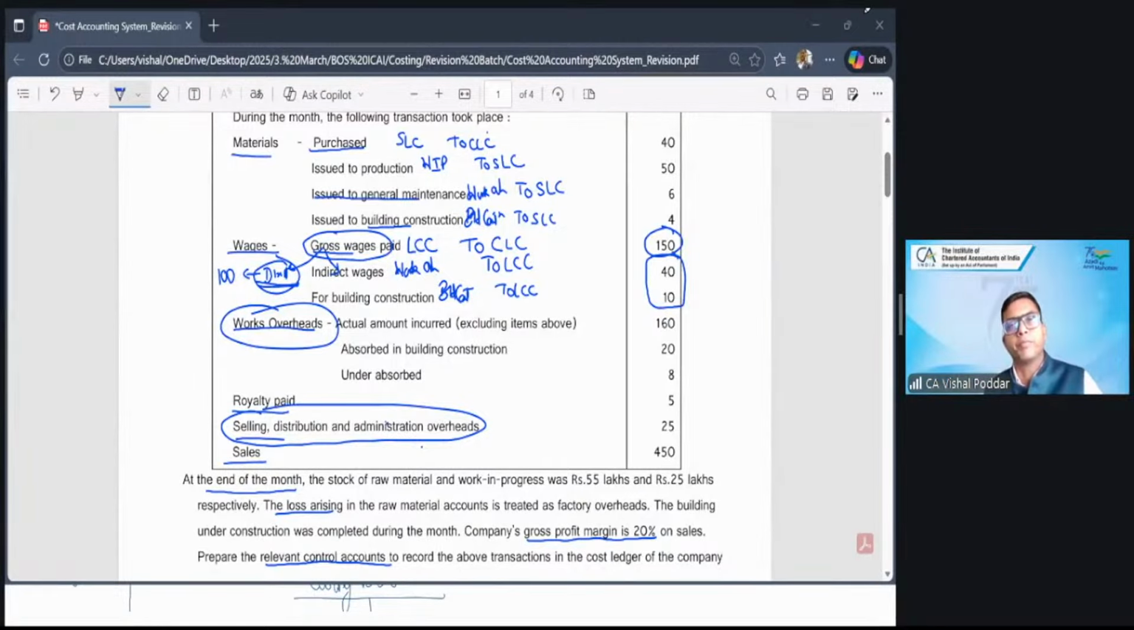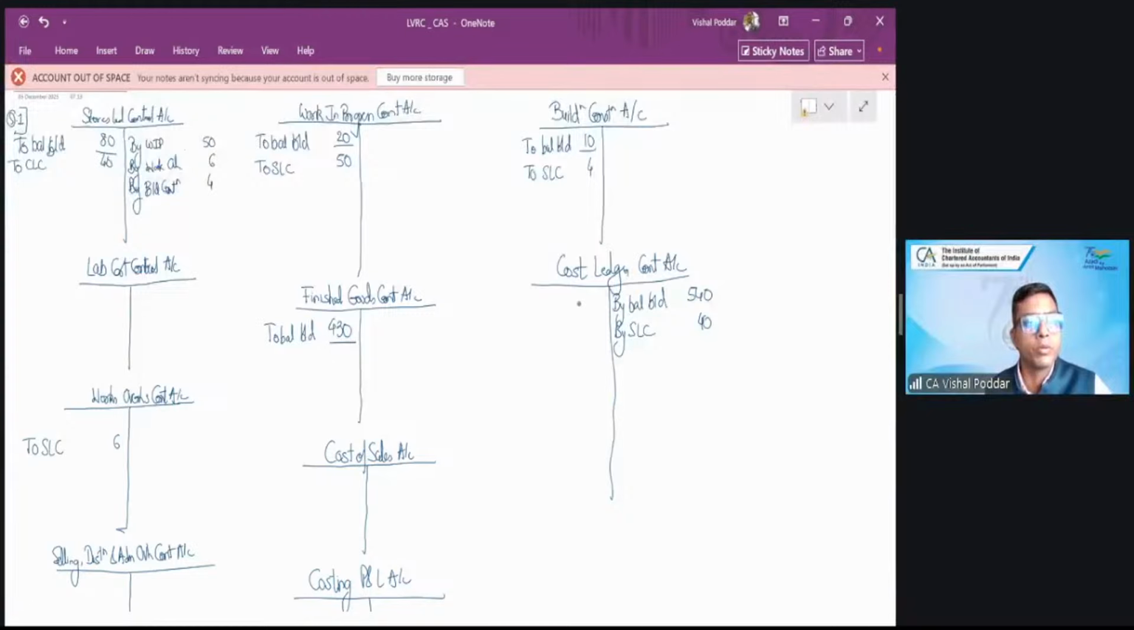So if this is clear, let me again do postings of this. So 150, 40, 10, and then the balancing figure 100. So this has come from CLC. This will be transferred to WIP. So direct wages, as you all know, is charged to the WIP account. So from here, it will go to the WIP. This is works overheads, and this is building construction. This account is tallied.